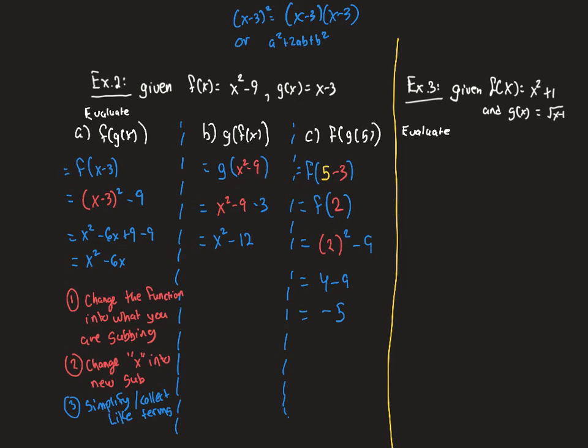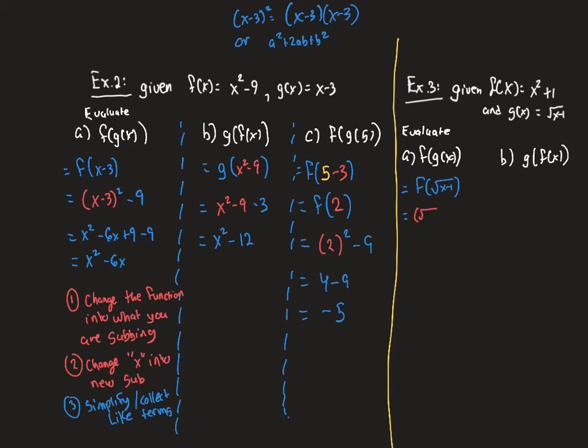So let's evaluate in example 3 the same kind of stuff. We're still going to do f of g of x. Still going to do g of f of x. This is pretty standard in these kinds of questions. So let's do these two first. So once again, what I'm actually substituting in. So f of square root of x minus 1 is equal to, wherever I see an x, that now becomes the square root of x minus 1.